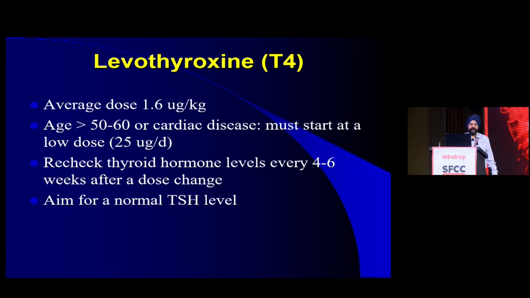a normal TSH level. Now this normal TSH level is also different from the biological reference interval. Usually the aim of the treatment is to keep TSH between 0.5 and 2.5 and not 5. So if the levels are more than 2.5, the patient is undertreated, and if the levels are less than 0.5, the patient is overtreated.